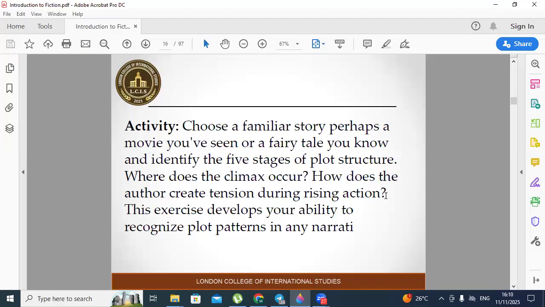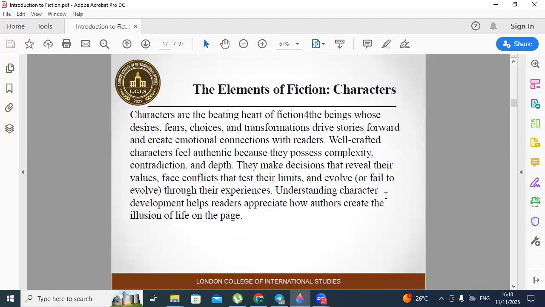and in any narrative. You'll discover that once you understand this structure, you see it everywhere: in films, television, novels, even news stories. This pattern is fundamental to how humans structure experience. Spend a few minutes on this before we proceed. You might choose Harry Potter, The Lion King, Little Red Riding Hood, or any story you know well. Break it into five stages and notice how each stage functions. Then let's go to the elements of fiction: characters.